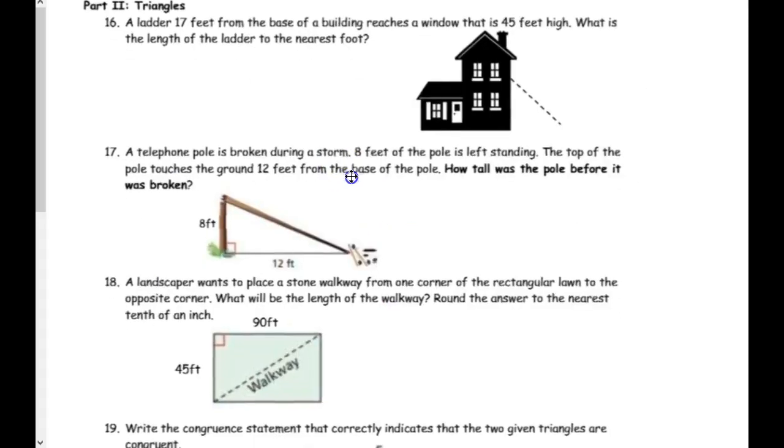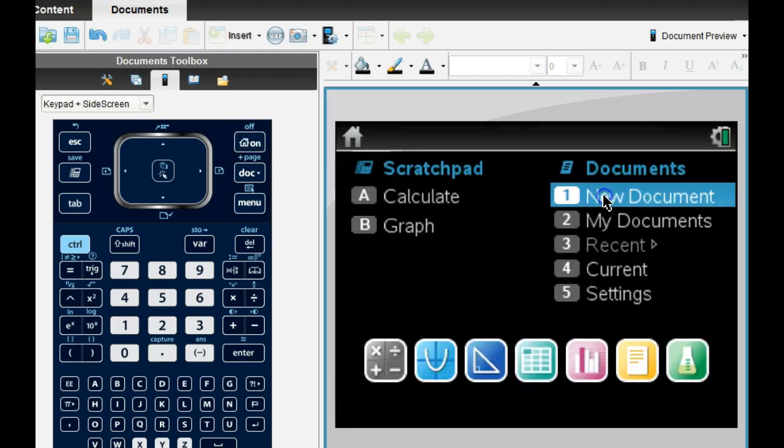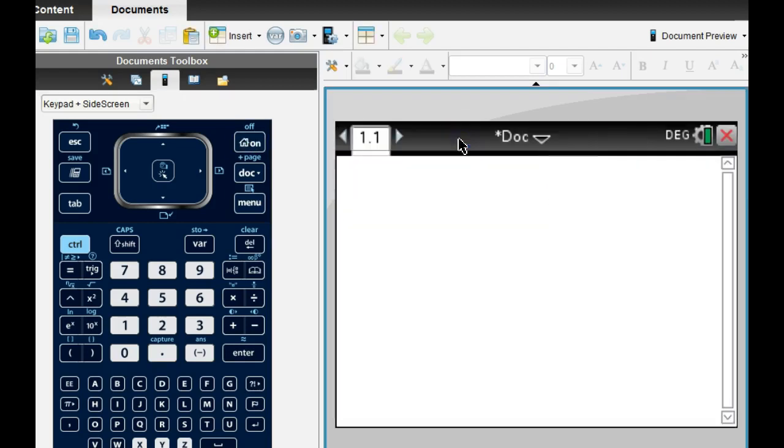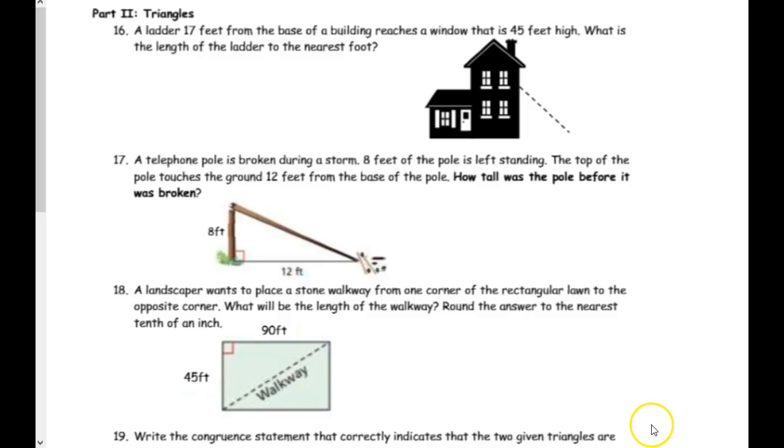Let's start doing some math. We really got to remember how to do trigonometry. I know it's been a hot minute, but that's alright. So let's make sure we got our calculators ready to do some work. Up here, make sure it says degrees, DEG, it does, so we're good. And here we go. A ladder 17 feet from the base of a building reaches a window that is 45 feet high. What is the length of the ladder to the nearest foot?